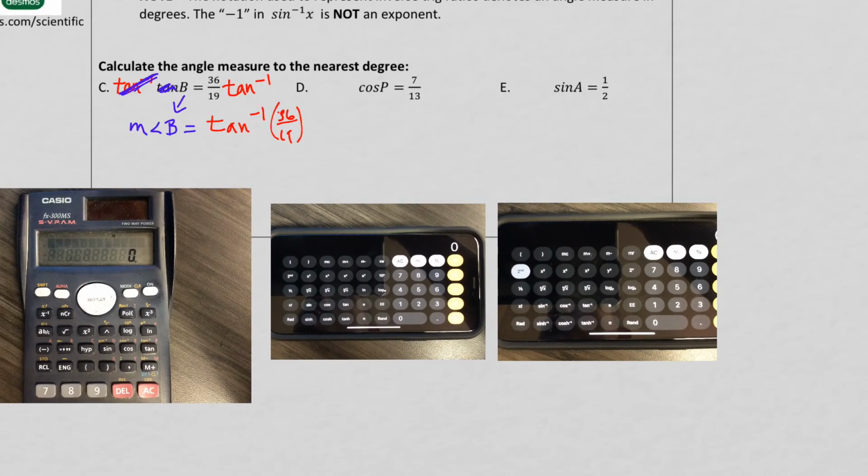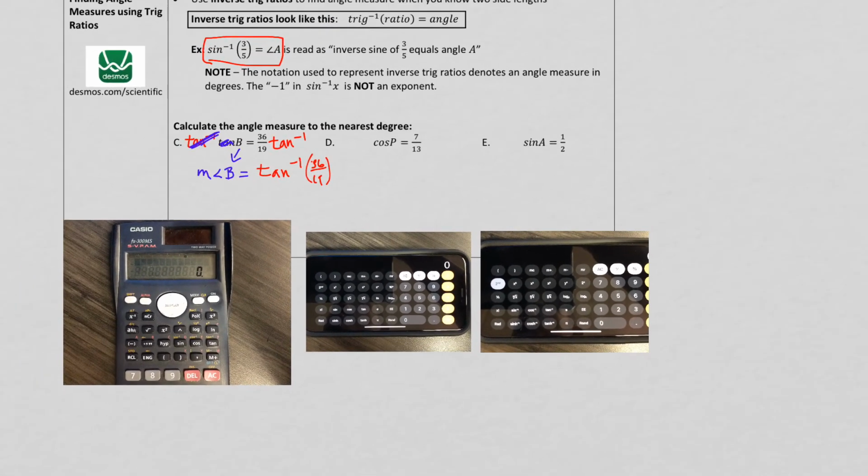So using that, you're going to go ahead and press inverse or second tangent, 36/19, and if you press equals at that point, you're going to get that the measure of angle B is equal to approximately 62 degrees. Again, the key here is that this is going to be calculator work once you solve for angle B.